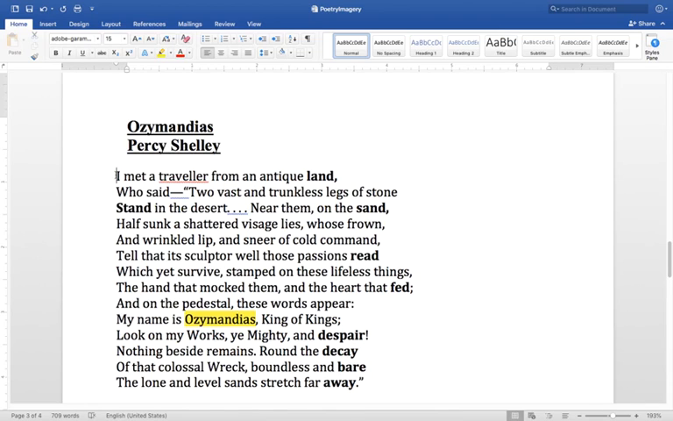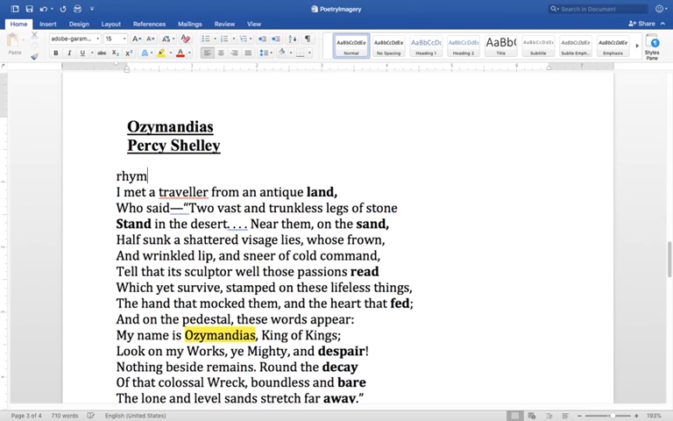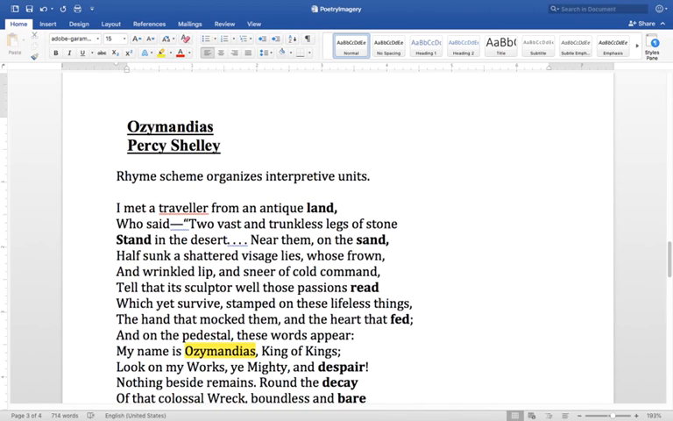I met a traveler from an antique land who said, "Two vast and trunkless legs of stone stand in the desert." And notice we talked about rhyme and the ways in which rhyme scheme organizes interpretive units. And notice here the rhyme scheme that's organizing the interpretive units is both end-stop rhyme. So there's the land and the sand in lines 1 and 3, just as there's the stone and the throne in lines 2 and 4.